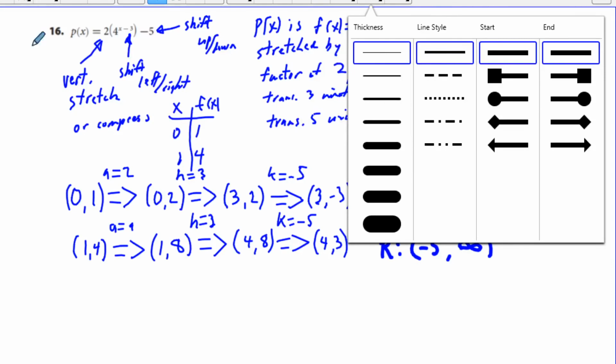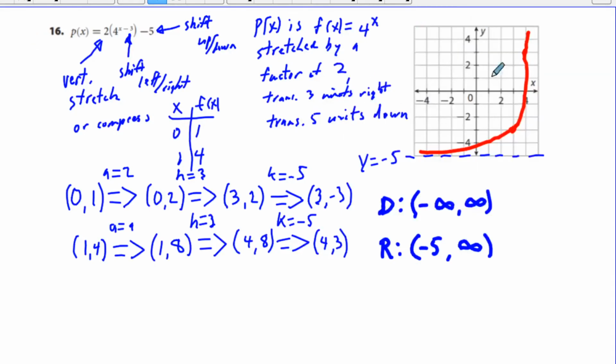Chime in if you have any questions. I'm going to plan to go back to number 14.